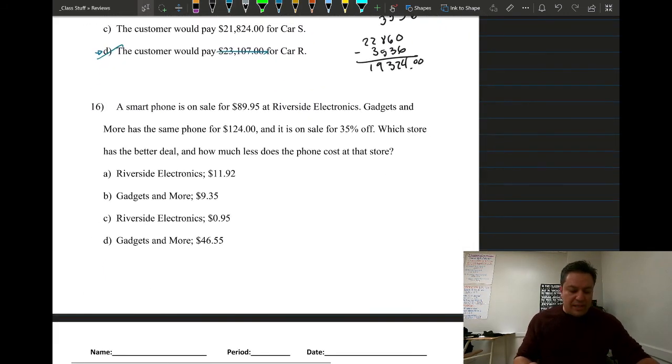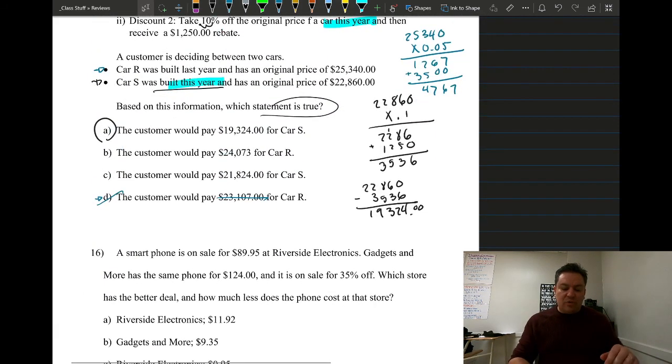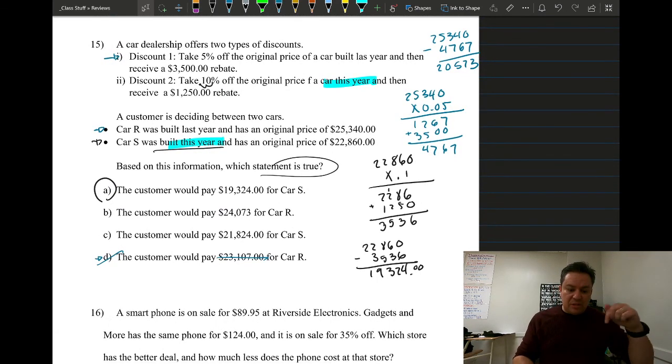Two more. Let's see. Number 16. Again, if you have any questions about this question, leave them down in the comments below.